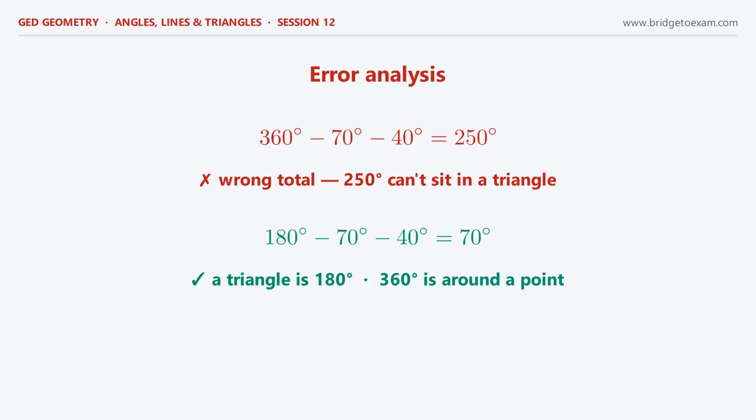And notice the warning sign. 250 degrees inside a triangle is impossible. An answer that big should stop you immediately.